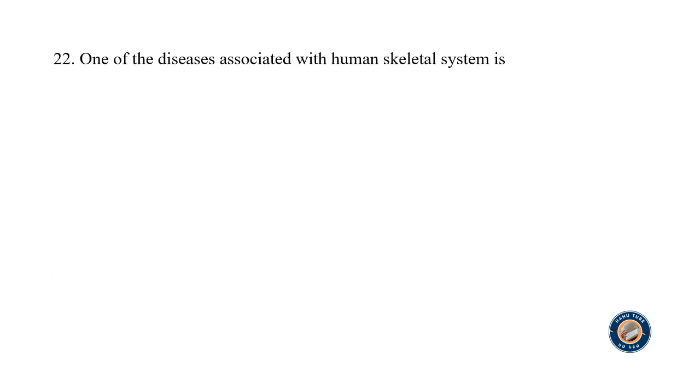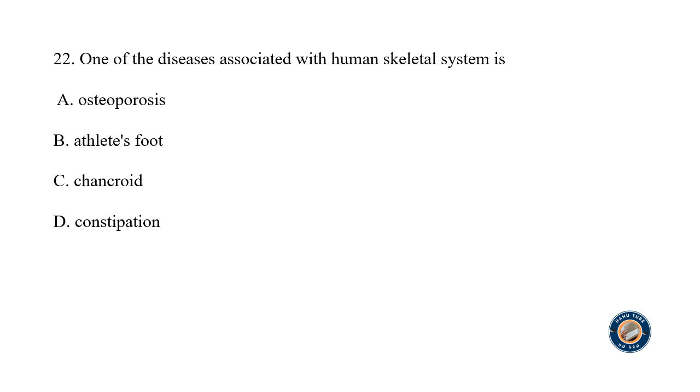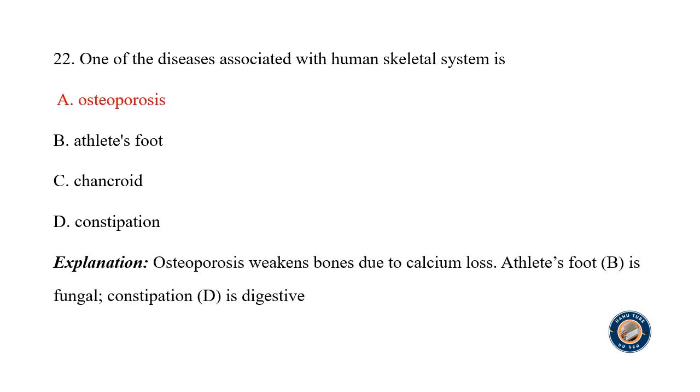Question number 22. One of the diseases associated with human skeletal system is A. Osteoporosis. B. Athlete's foot. C. Chancroid. D. Constipation. The answer will be osteoporosis. Osteoporosis weakens bones due to calcium loss. Athlete's foot is fungal and constipation is digestive. So the answer is osteoporosis.